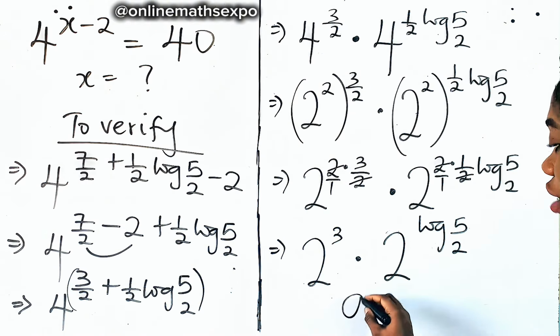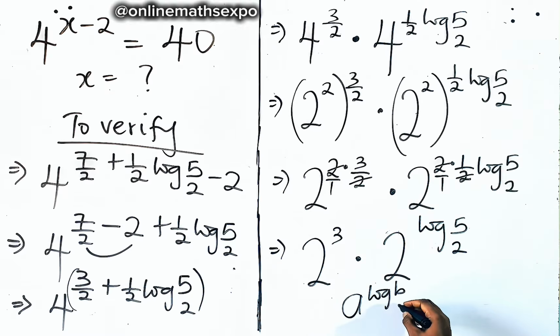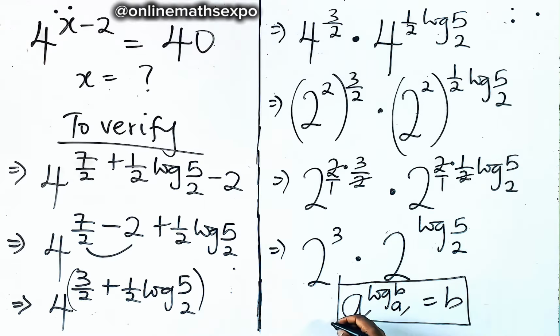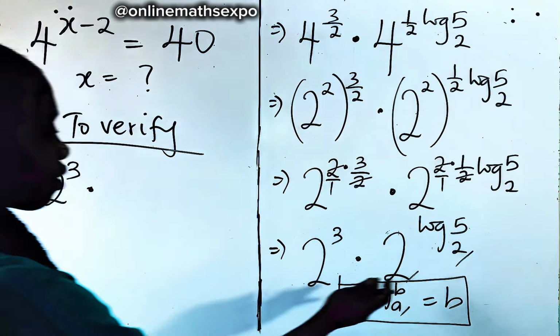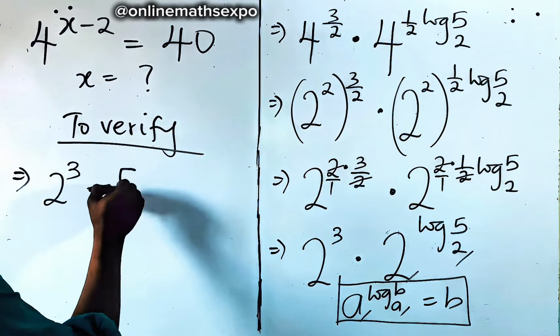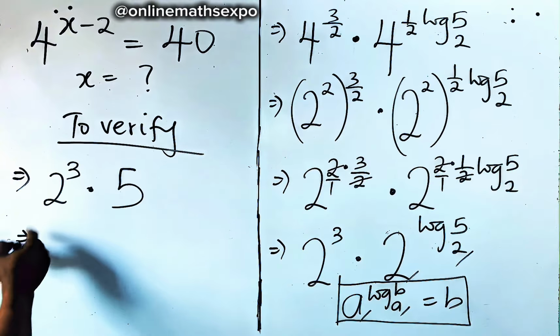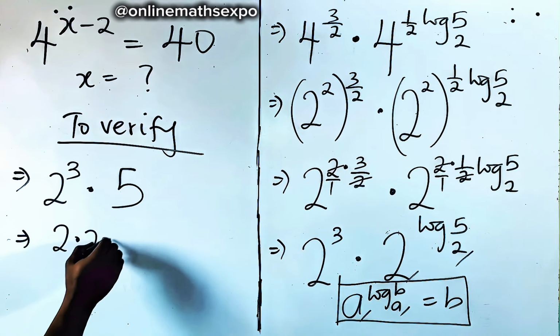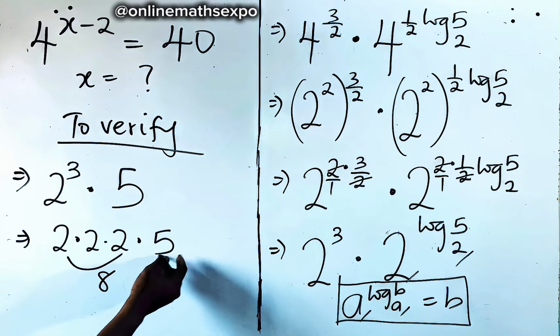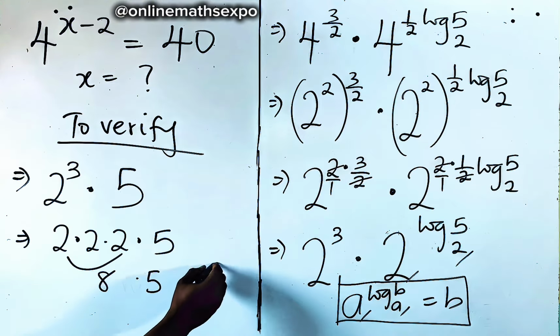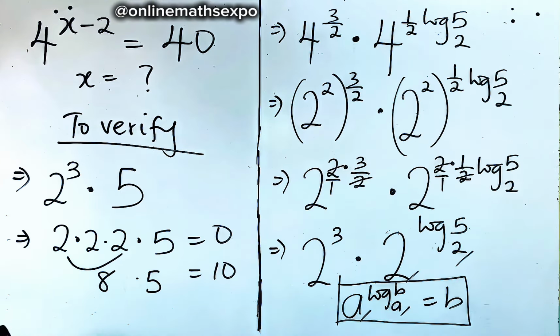Now at this point, just remember, for every a to the power of log b base a, these two bases are the same. It's always equal to this number b. So if you apply it here, you see that these two are the same. We are going to have 2 to the power of 3 multiply. For this, we are going to have 5. And if you simplify this, 2 to the power of 3 is 2 multiplied 3 times, which gives us 8, and 8 times 5 gives us 40. So it means this is equal to 40.